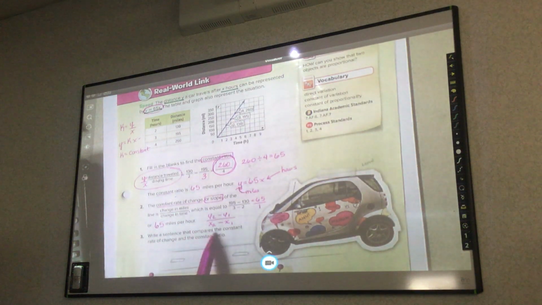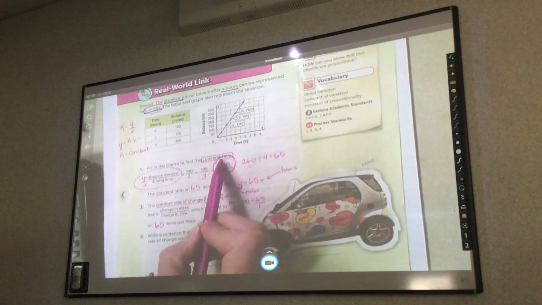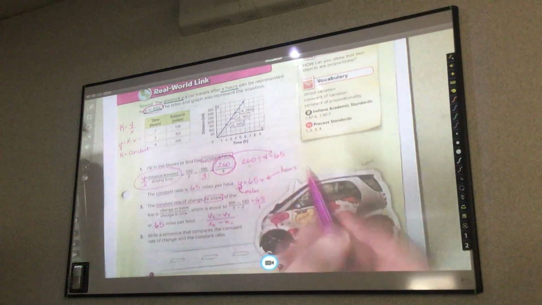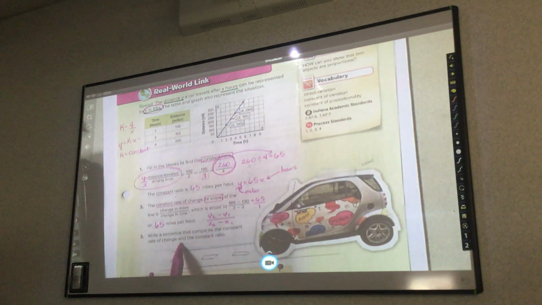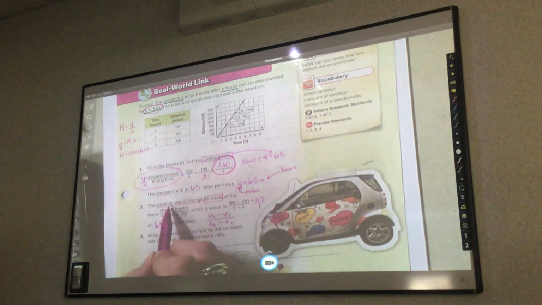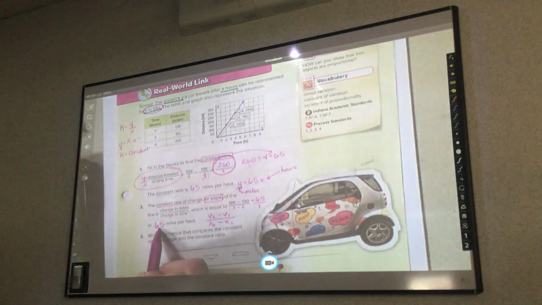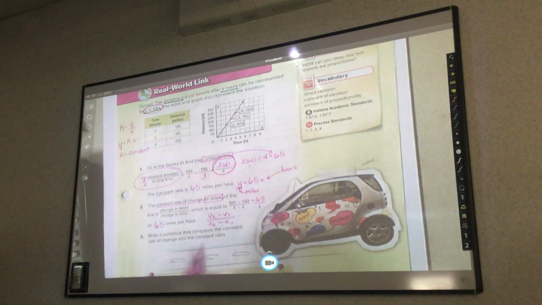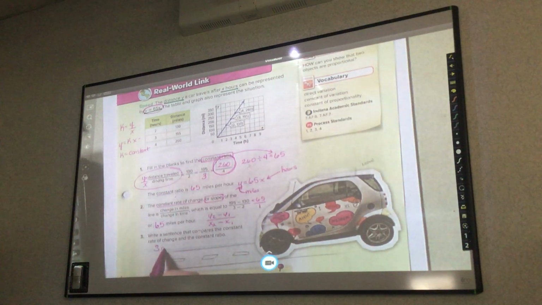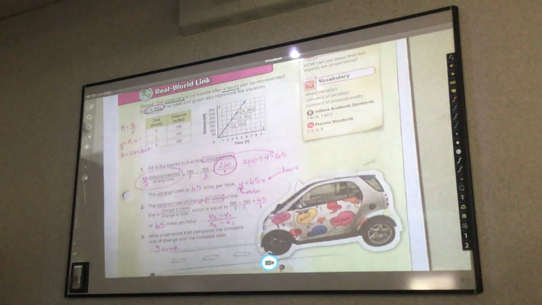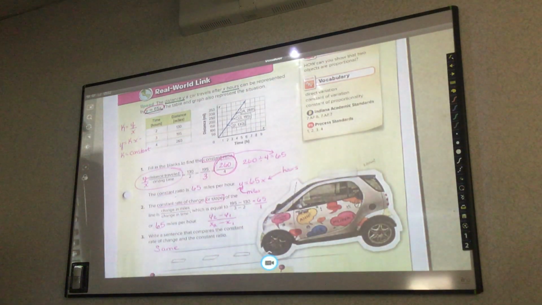Write a sentence that compares the constant rate of change and the constant ratio. The constant ratio was 65. The constant rate of change was the slope, and that was 65. So they are the what? Same. I don't even have to write a whole complete sentence. I don't need to write they are the same. Just write same.